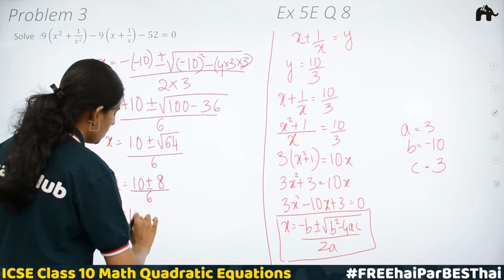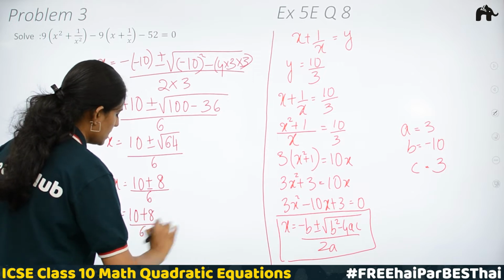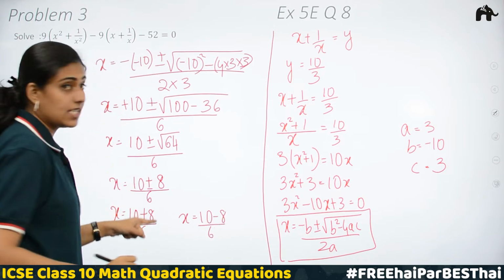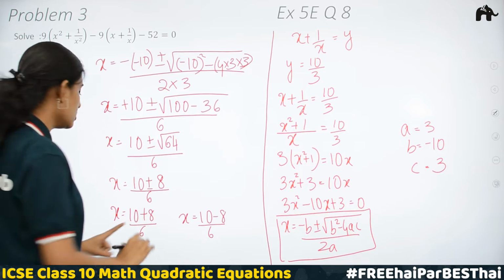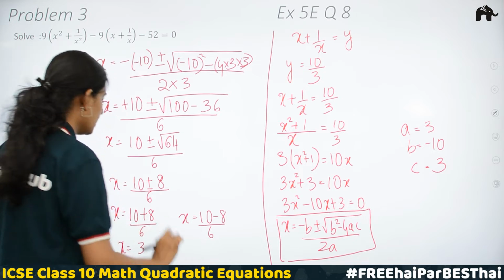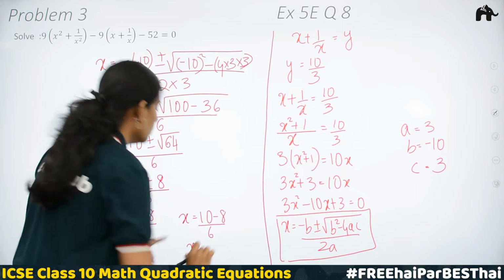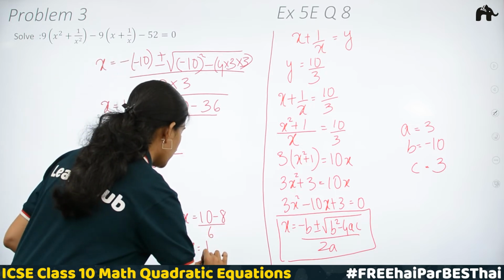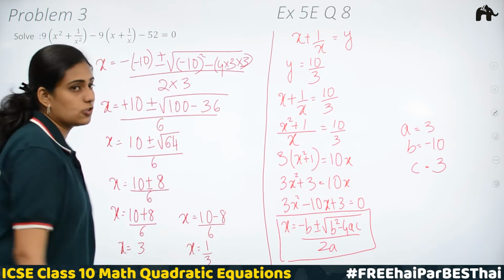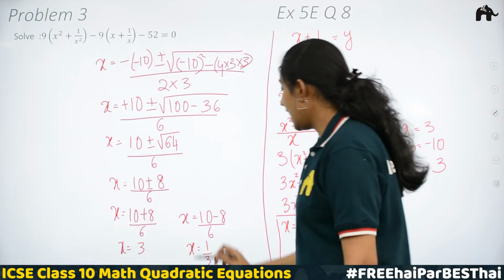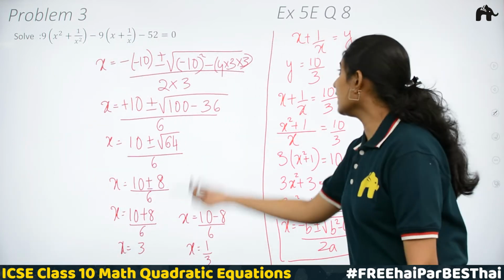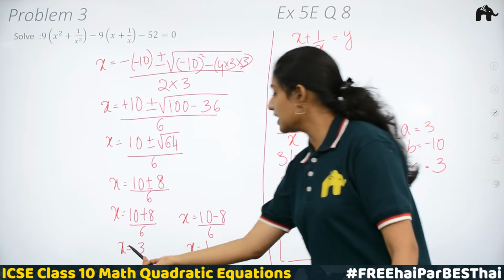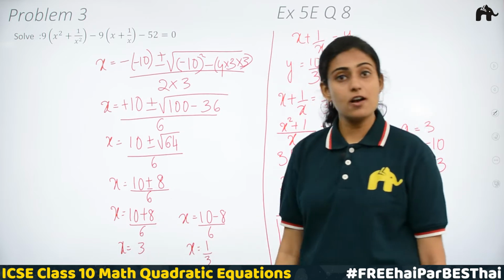x is equal to (10 plus 8) by 6 or x is equal to (10 minus 8) by 6. 10 plus 8 is 18, 18 by 6, you get x is equal to 3. x is equal to 10 minus 8 is 2, 2 by 6 is 1 by 3. So, the two possible values of x are x is equal to 3 and x is equal to 1 by 3. We took y is equal to 10 by 3. When y is equal to 10 by 3, the values of x are x is equal to 3 or x is equal to 1 by 3.